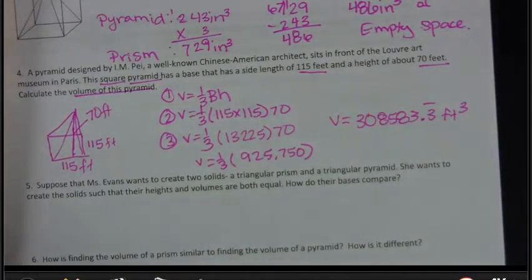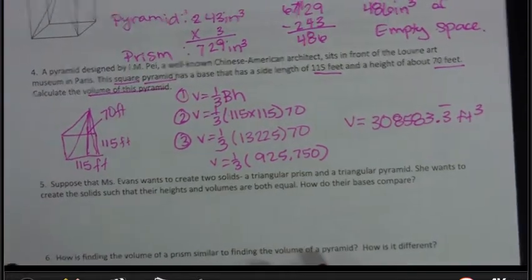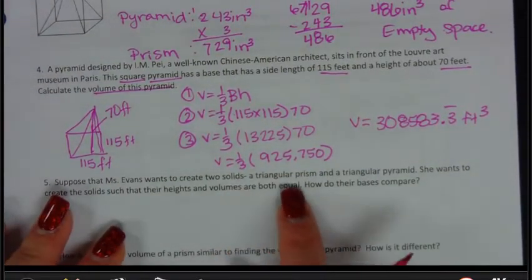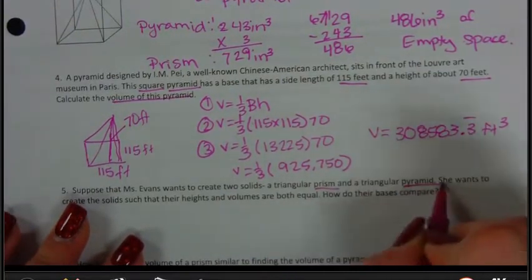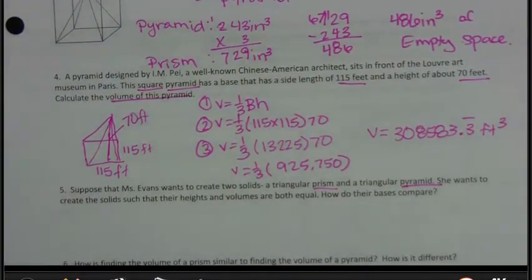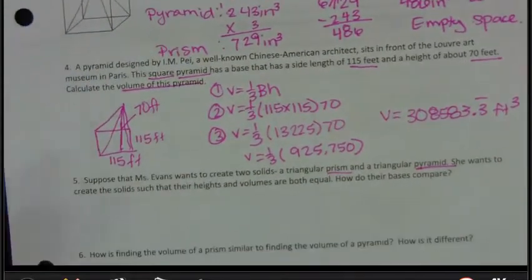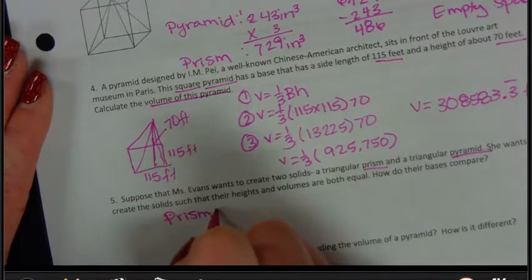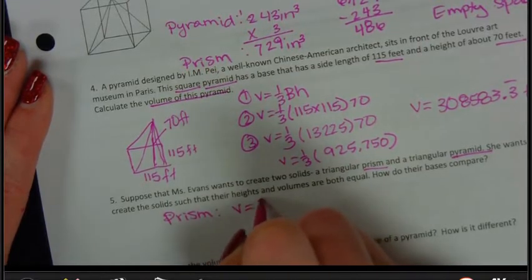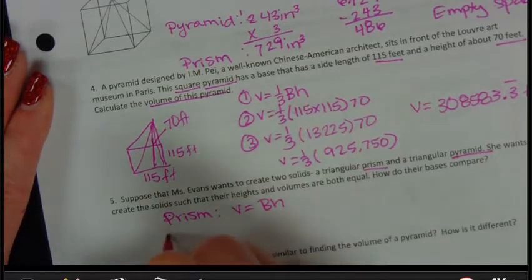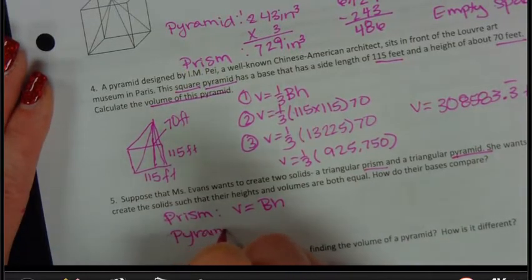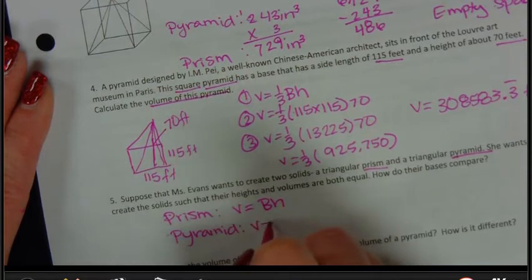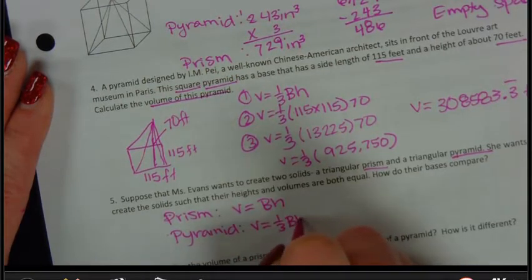All right. Number 5, suppose Miss Evans wants to create two solids, a triangular prism and a triangular pyramid. She wants to create the solids such that the heights and the volumes are both equal. How do the bases compare? All right, so for my prism, my equation is volume is equal to capital B times H. And for my pyramid, my volume is equal to 1/3 capital B times H.